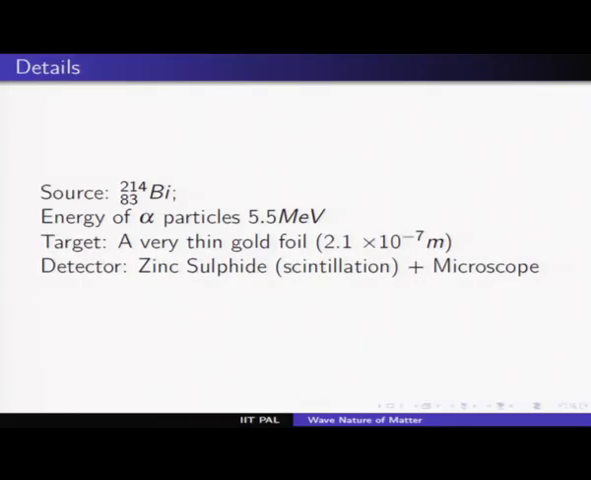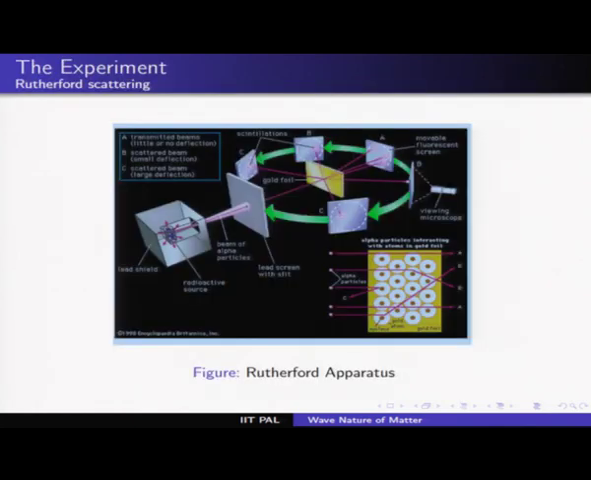The thickness was as small as 2.1 × 10^-7 meters. That is what it was. Then, of course, the detector was zinc sulfide, which was a scintillating object. So every time an alpha particle or a charged particle hits it, it scintillates, so you know where the scattered alpha particle has hit. He had a microscope through which he would see that, and he would record the number of alpha particles that are scattered by this gold foil. All these numbers are taken from your NCERT book, so you can go and look them up.